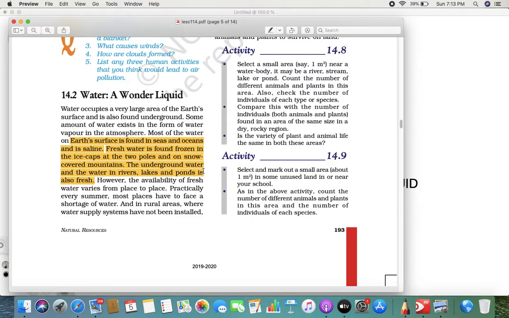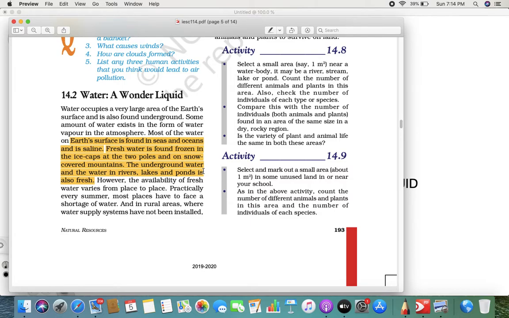Now, most of the water on Earth's surface is found in seas and oceans and is saline. Saline means it is salty. Fresh water is found only in the form of ice caps, which you can find at the two poles, north and south, and on snow covered mountains. The underground water and the water in rivers, lakes and ponds are fresh water. Those are the waters we normally use for all the other purposes.